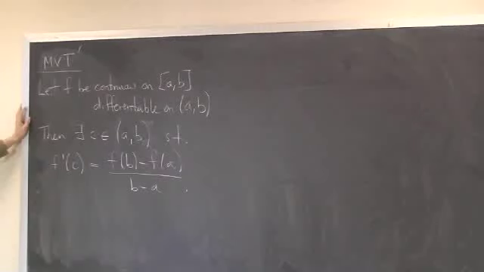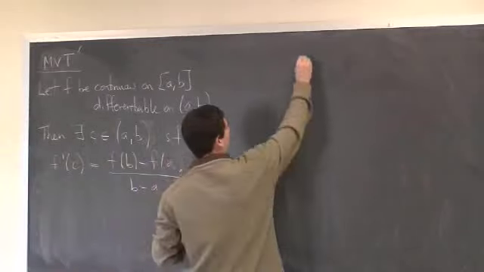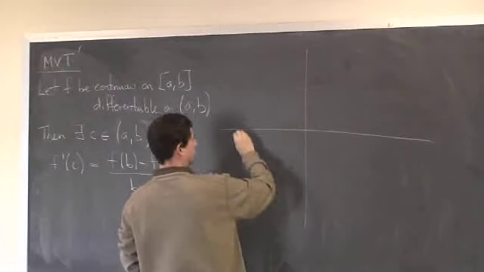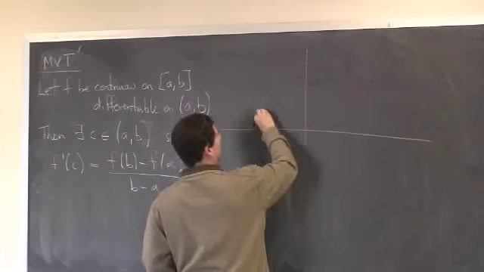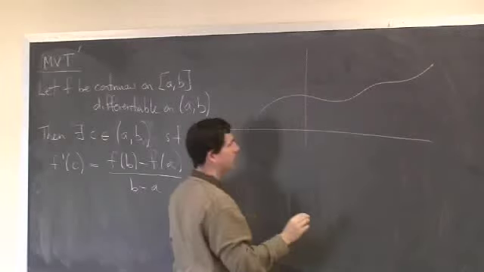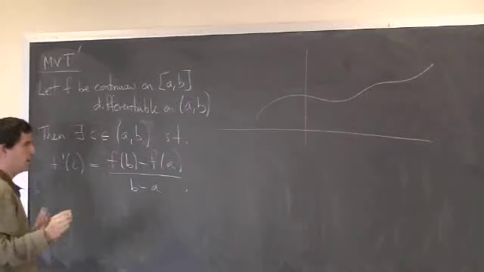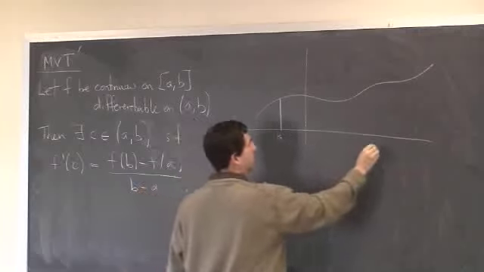What does it mean? Let's draw a picture and try to recall what this means. Okay, so I have some nice function. There's no real problems with it, so it's continuous, differentiable wherever I need it to be. And let me pick a point a and a point b.